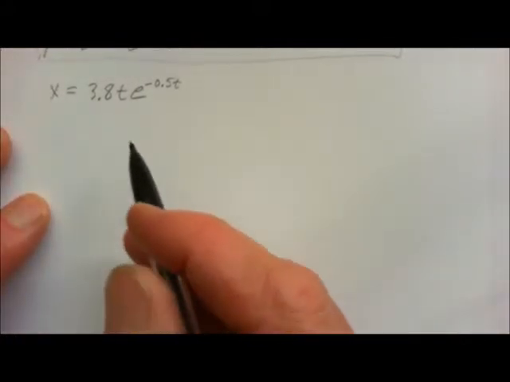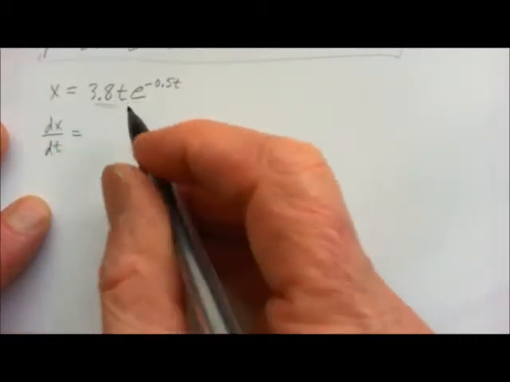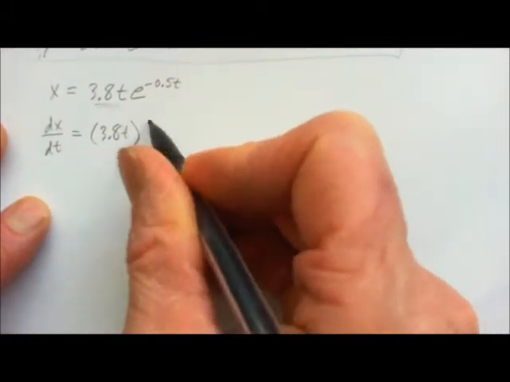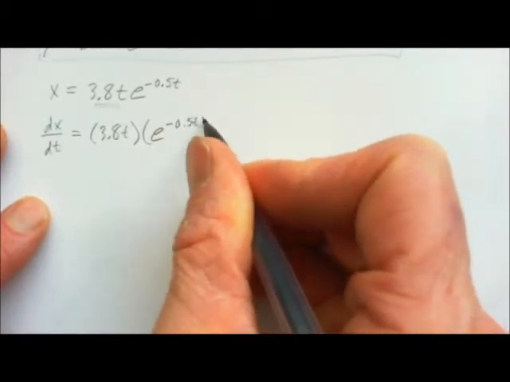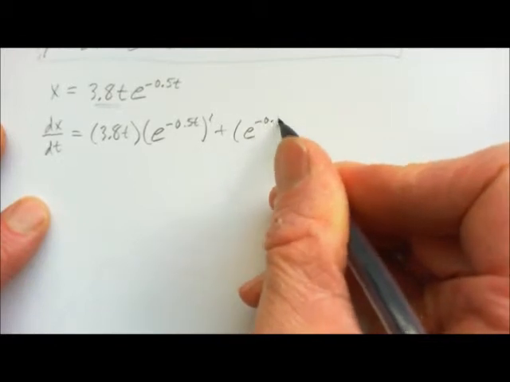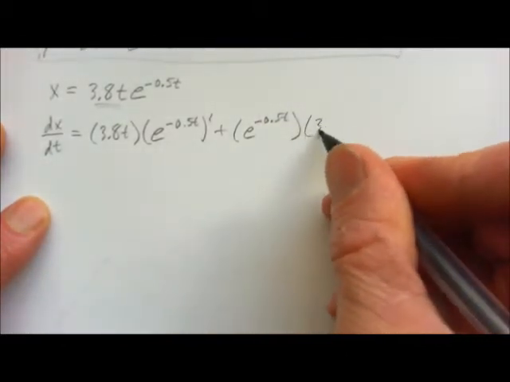Okay, so we're back to see how this finishes up. Let's use the Leibniz notation this time. So dx/dt, t is the independent variable, x is the dependent variable. And again, I'll think of this as the first, so I have 3.8 t times the derivative of e to the minus 0.5 t plus e to the minus 0.5 t times the derivative of 3.8 t.